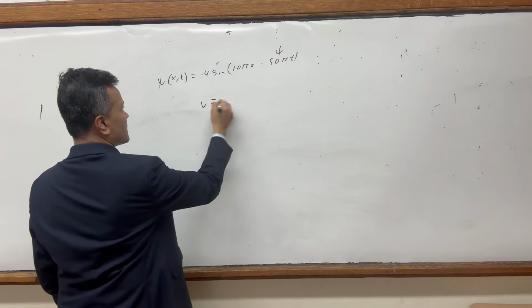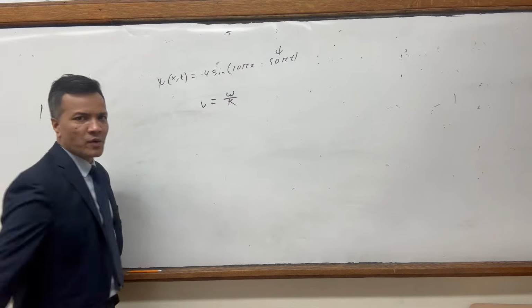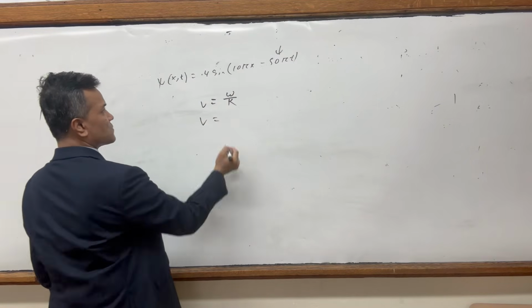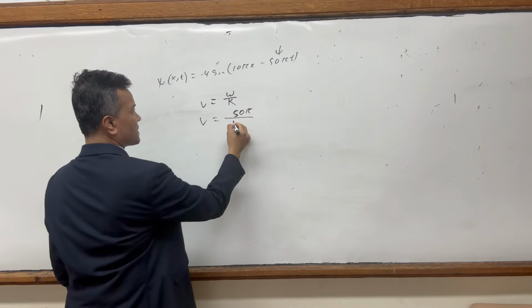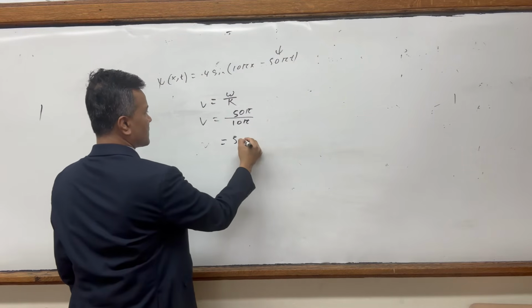If I ask you to find the velocity, how are you going to find the velocity? The velocity is omega over wave number. What is omega? Omega is 50 pi and wave number is 10 pi. Velocity is 5 meters per second.